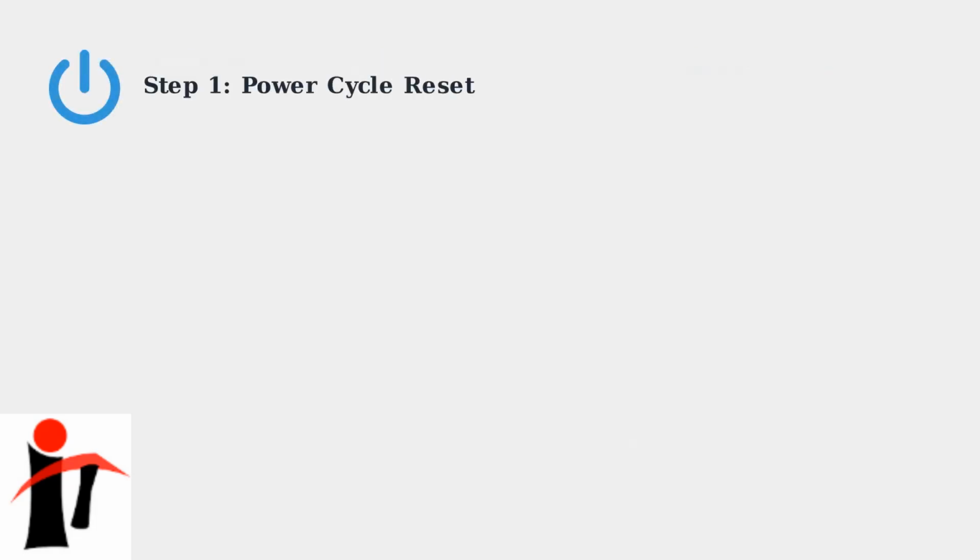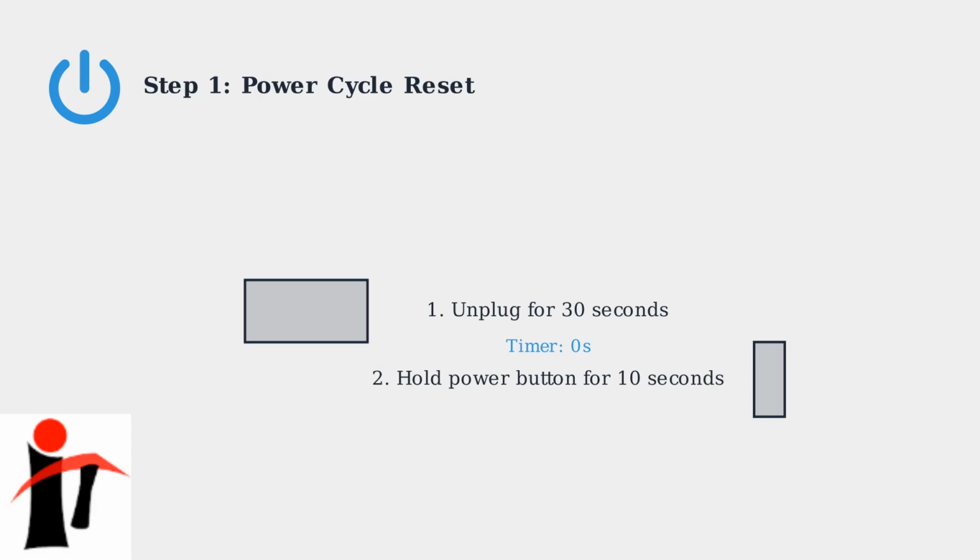The most effective first step is performing a power cycle reset. This simple process resolves about 40% of auto shutdown issues caused by software glitches. First, unplug your YouView box from the power outlet and wait exactly 30 seconds. This allows all internal capacitors to fully discharge. While the box is unplugged, hold down the power button for 10 seconds. This ensures any residual power is completely drained from the system. Finally, reconnect the power cable and turn the box back on. This process clears temporary files and resets the internal software state.